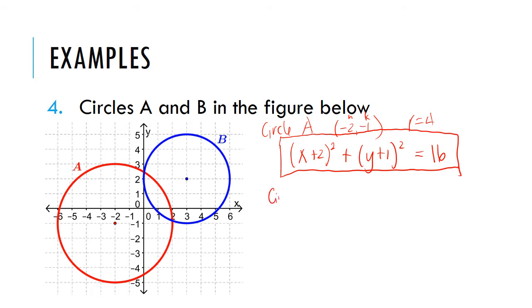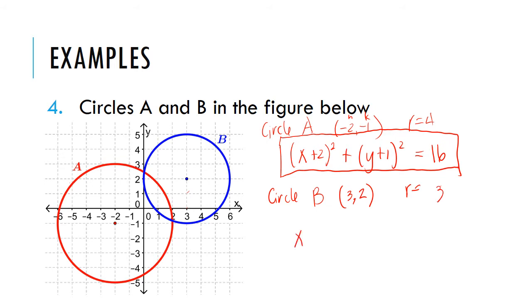How about for circle B? What is the center? The center is positive 2, positive 3. Reversed, positive 3, positive 2. X comes first. Sorry. Positive 3, positive 2. And what is our radius? Directly, 3. Okay, 1, 2, 3. Yes, 3.